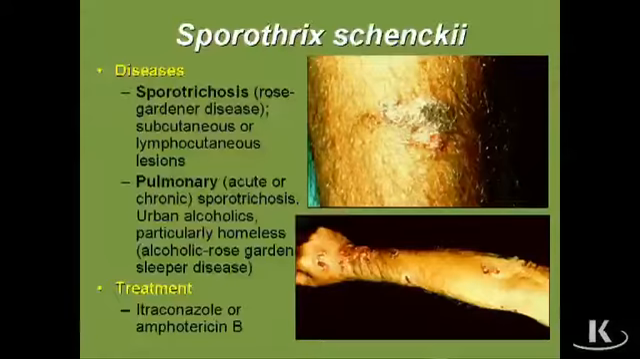Why is that? If you're trying to diagnose the patient, that's the form that you're going to have to identify, not the environmental form. All right, so the yeast form is most important. If you can grasp onto the environmental form, that's all the more better, but the yeast form is really the most important. The diseases caused by Sporothrix schenckii, there's really two different types of diseases.